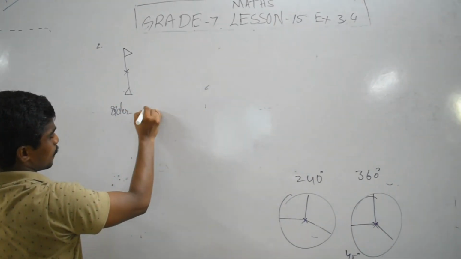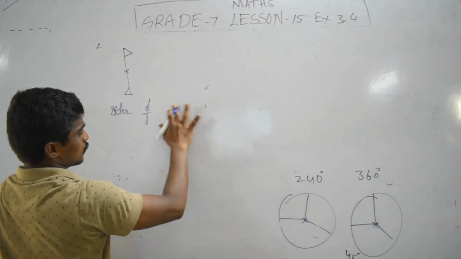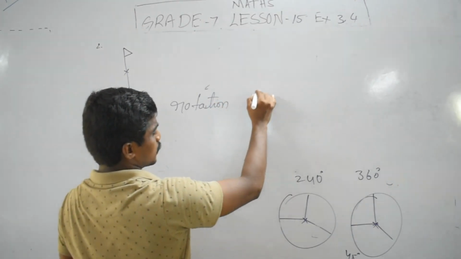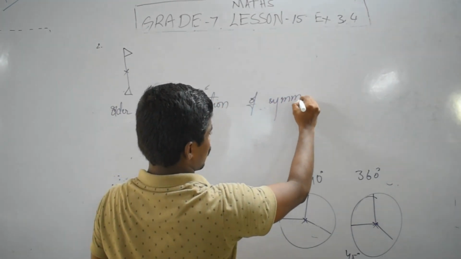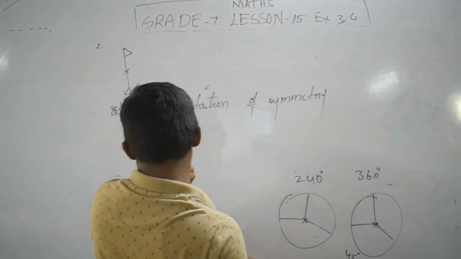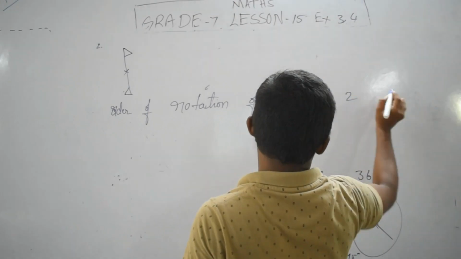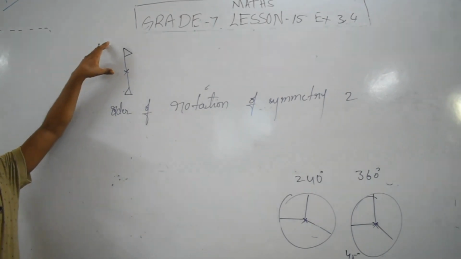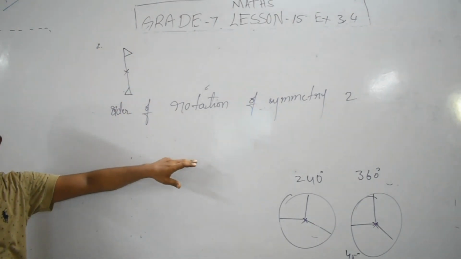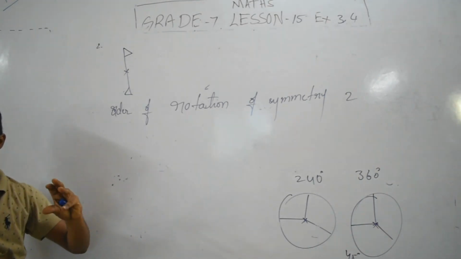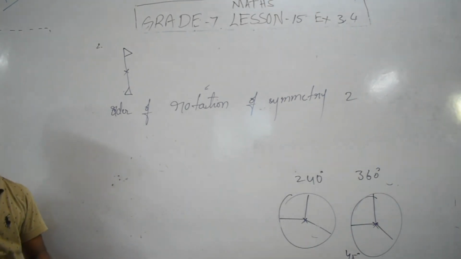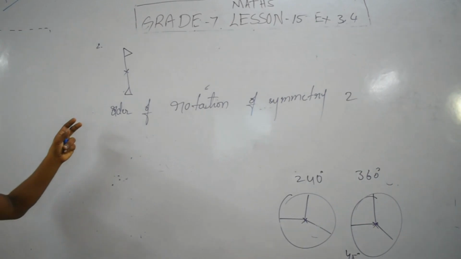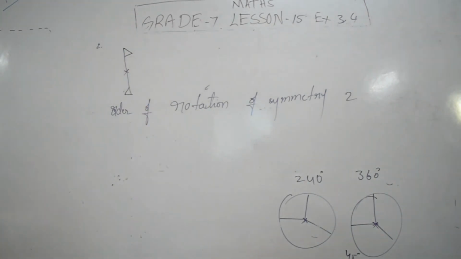Order of rotation of symmetry. Understand: the order of the rotation of symmetry is two times, just two. Angle of the rotation means we turn the picture by some angle and the initial picture looks the same; that is the angle of rotation. One time rotation and it looks the same, that is the order of the rotation. Two times, this one, order of the rotation.